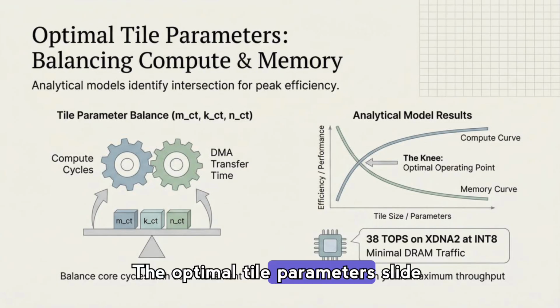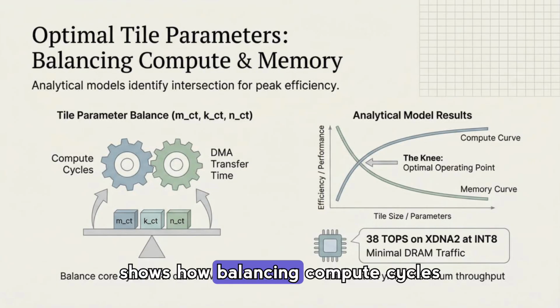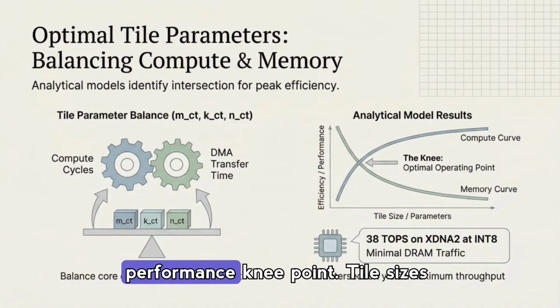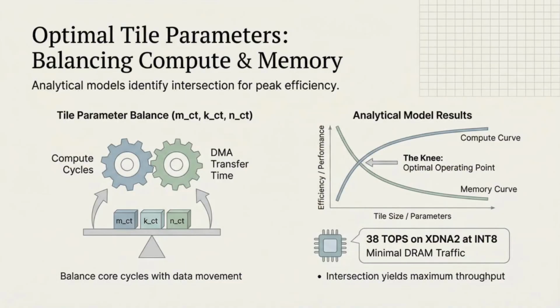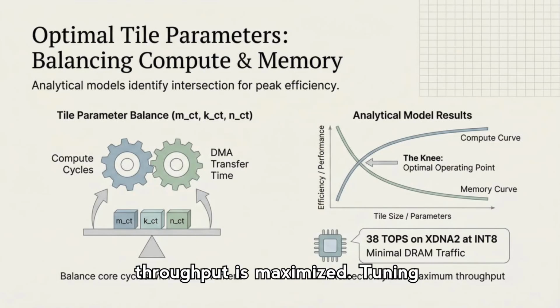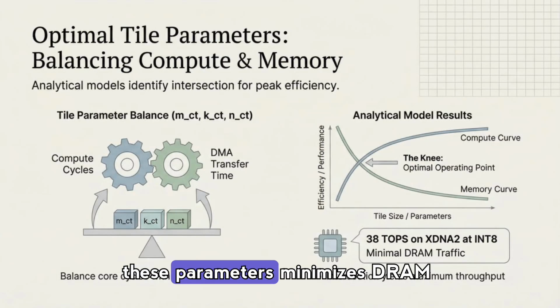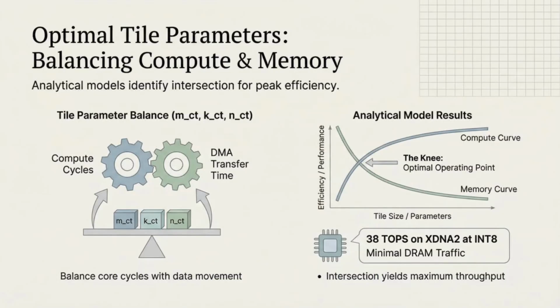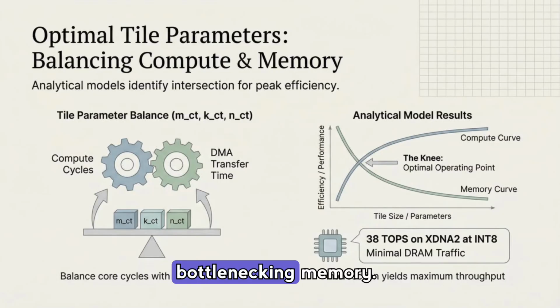The optimal tile parameters slide shows how balancing compute cycles with DMA transfer time yields a performance knee point. Tile sizes affect both the compute curve and memory curve, and analytical models find the intersection where throughput is maximized. Tuning these parameters minimizes DRAM traffic and helps achieve high TOPS on real hardware without bottlenecking memory.